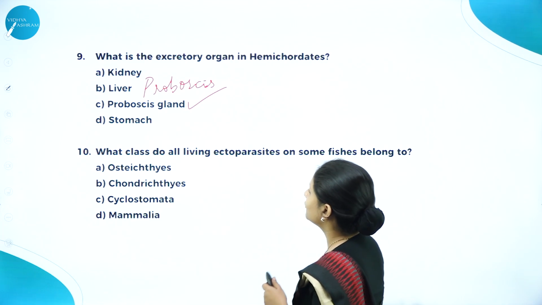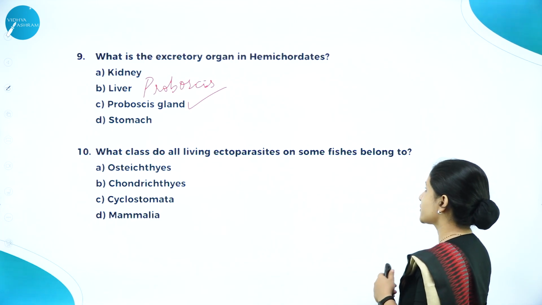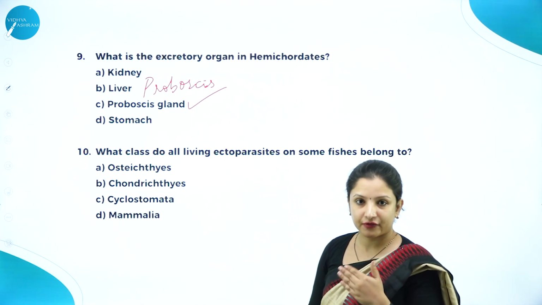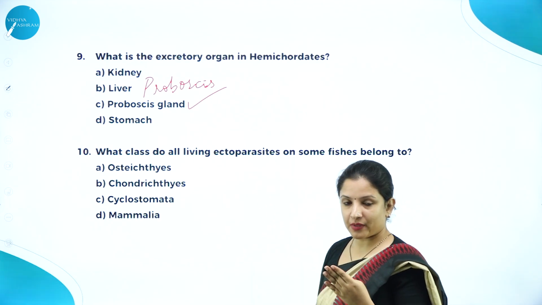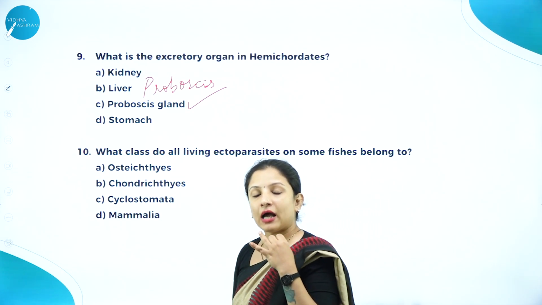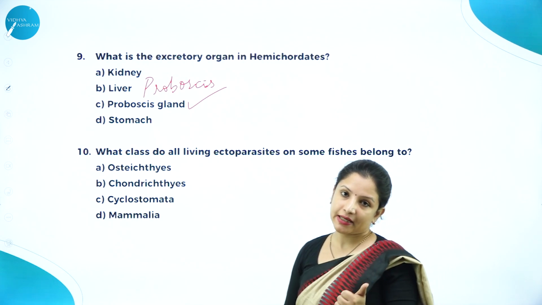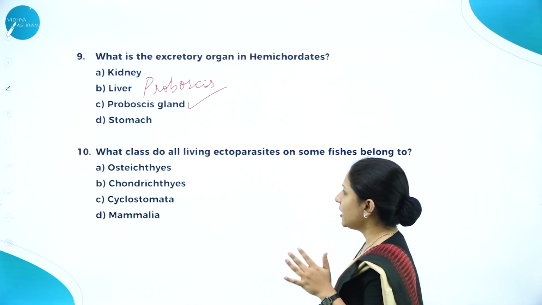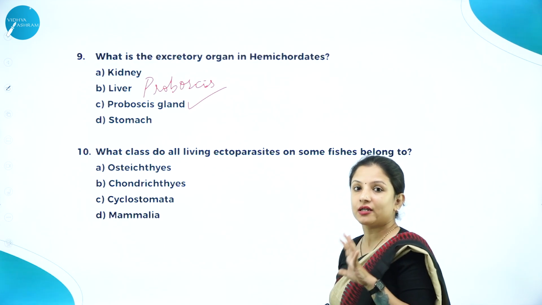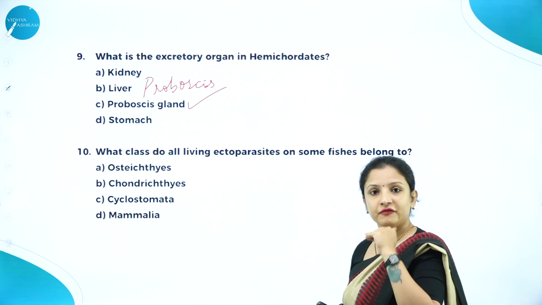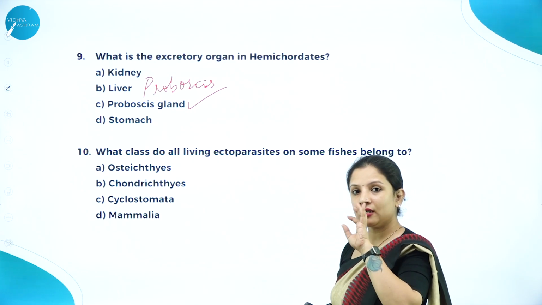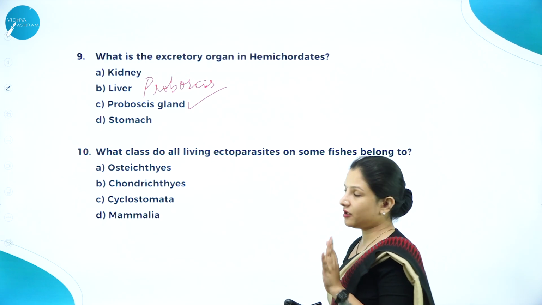Next one. What class do all living ectoparasites on some fishes belong to? Under Vertebrata we have different classes: Cyclostomata, Chondrichthyes, Osteichthyes, then the amphibians, reptiles, Aves and mammals. So 7 classes are there. Among those, which class has all the ectoparasites that live on the bodies of other fishes, sucking on them and finally killing the host?